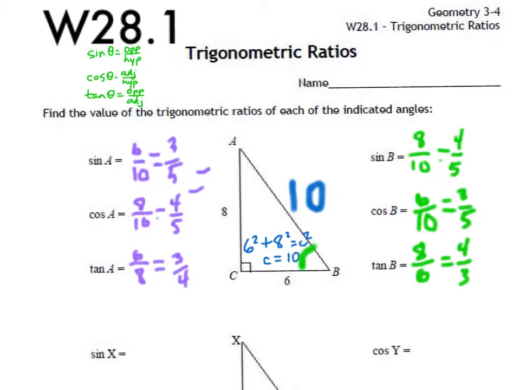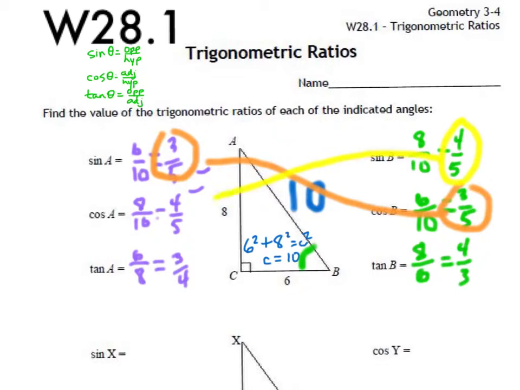Now, before we move on to the next problem here, I want to point out a couple of patterns that we see in this triangle. Since we're using two different reference angles, of course, we wouldn't expect the sine of angle A and the sine of angle B to be the same. But if we notice here, the sine of angle A is the same as the cosine of angle B. And similarly, the sine of angle B is the same as the cosine of angle A.